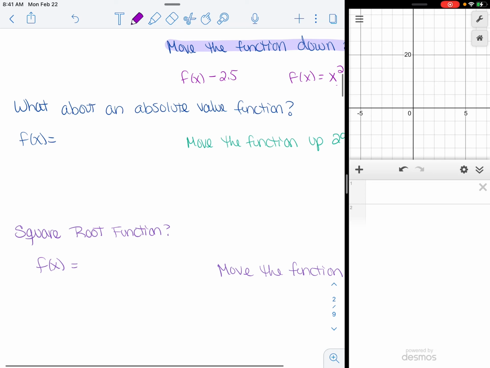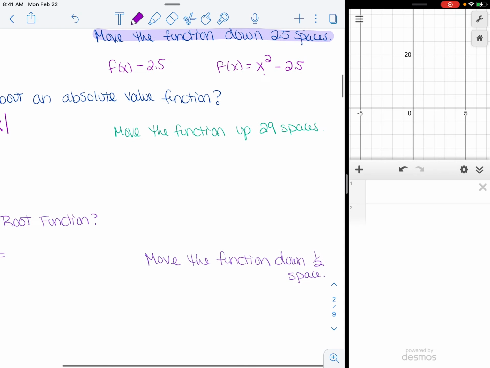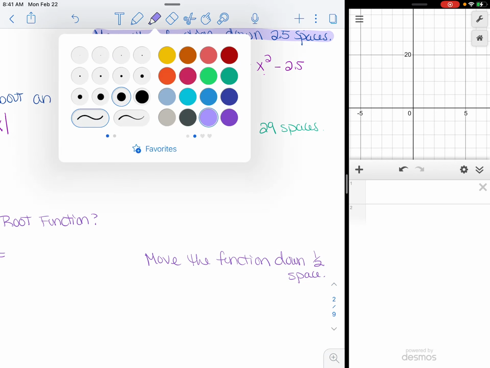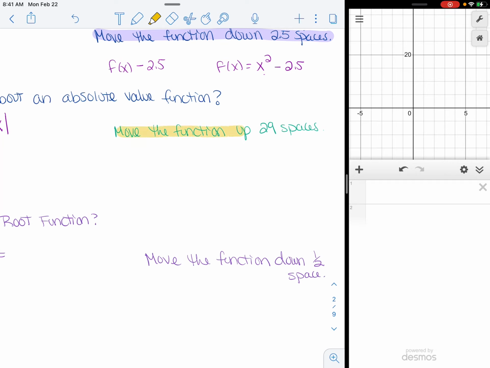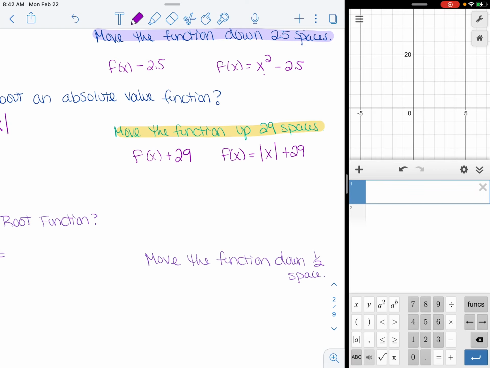So next, let's try the absolute value function. So think about what is that equation that makes the absolute value parent function? Well, it's just absolute value symbols around x, right? So this says move the function up 29 spaces. So we could do f of x plus 29 if we want to be general about it, or more specifically, absolute value of x, so there's my function, plus 29, right? Again, you could check that on Desmos if you want to.